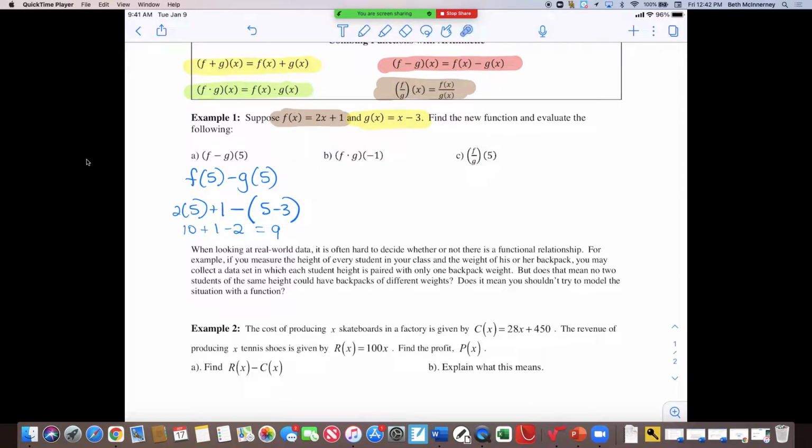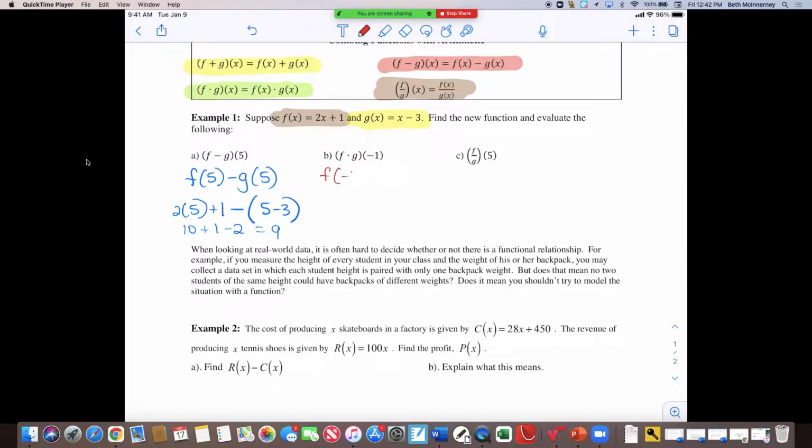Can you see the g of x? It says x minus 3. So g of 5 then is 5 minus 3. G of 5 just means replace the x with the 5. Okay? All right, so now letter B.